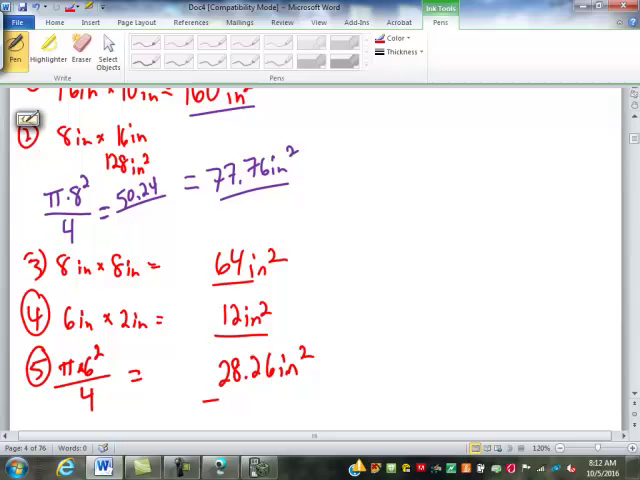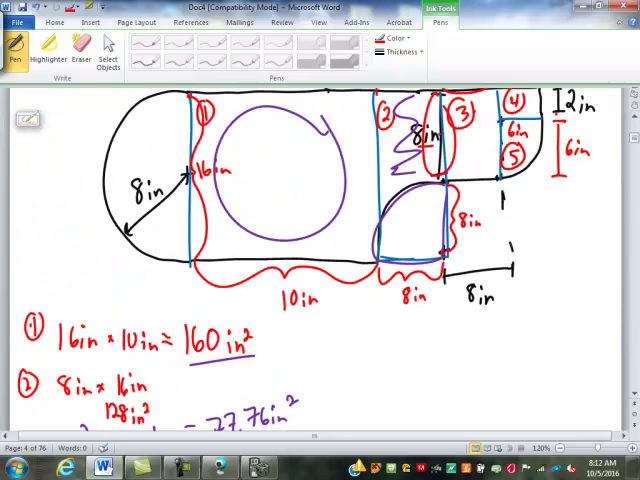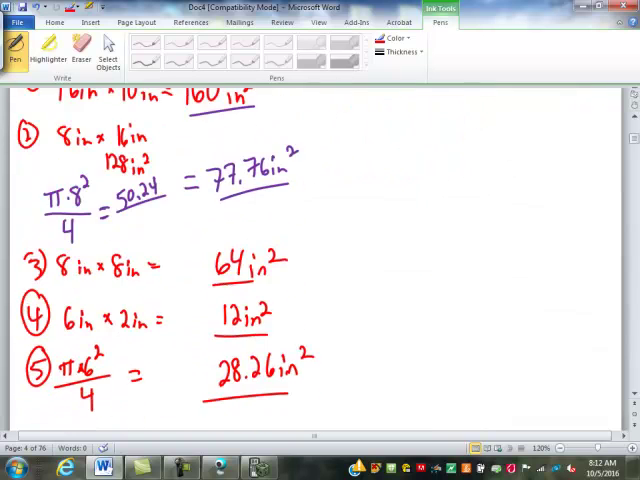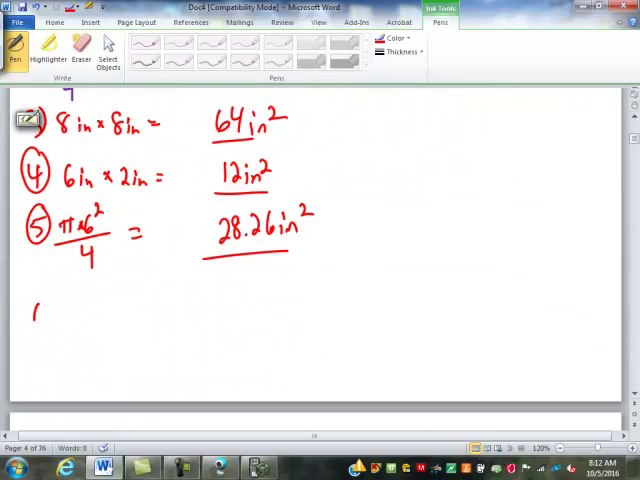inches squared. And finally, we'll call this piece 6 here, that half circle. So it's pi times 8 squared. Why am I only dividing by 2 instead of by 4? It's a half circle, not a quarter. The other ones were quarter circles. It's a half circle. So pi times 8 squared is 100.48 square inches.